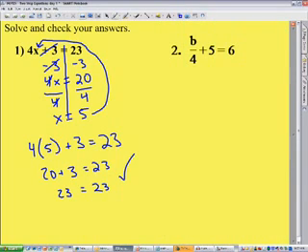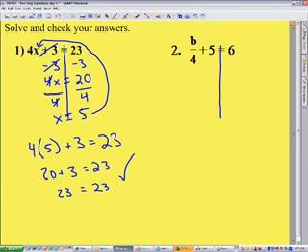Number 2 says b divided by 4 plus 5 equals 6. I see that equal sign, so I'm going to draw a line down here. Now remember, think about what we have to do first when we're solving these equations. Draw your line. We already drew our line.